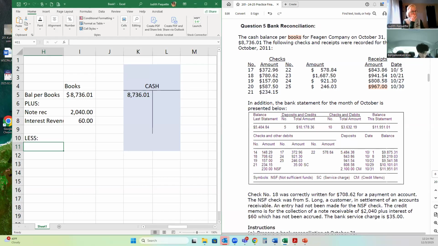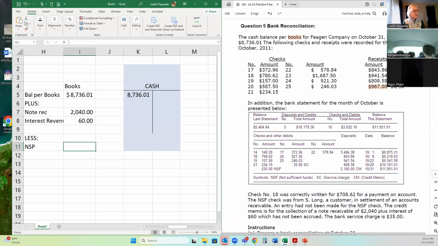Okay. So what else? There's the NSF one. Good. And because it's negative, because it's under check, I'm gonna add this here as minus 230.